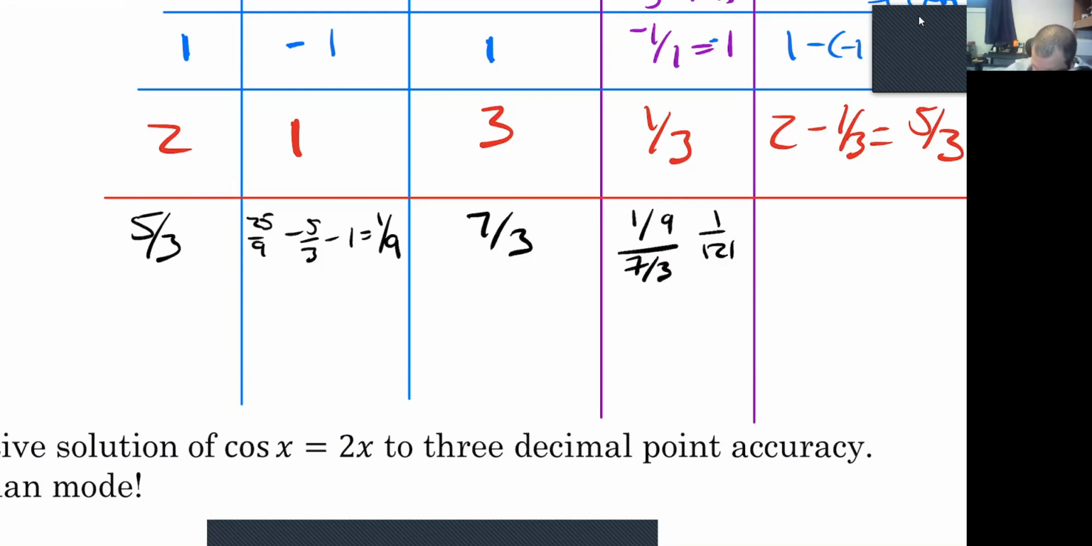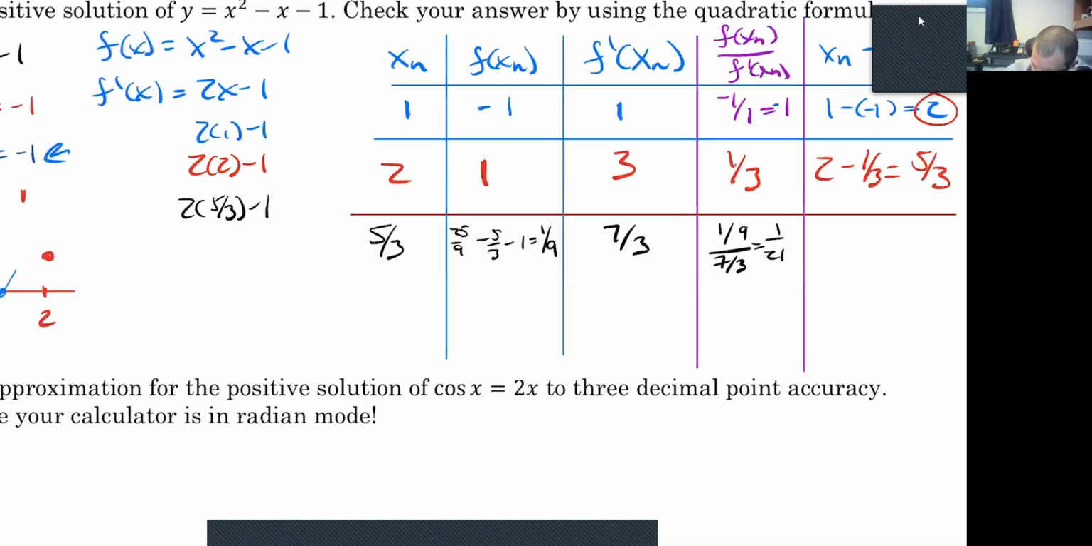So are we doing that right? Let me make sure. So we get 3 over 63. That's 1 over 21. So then we'd have 5/3 minus 1 over 21, right?